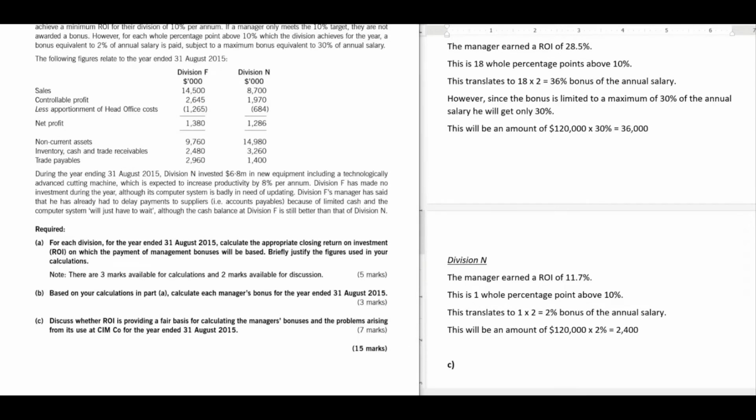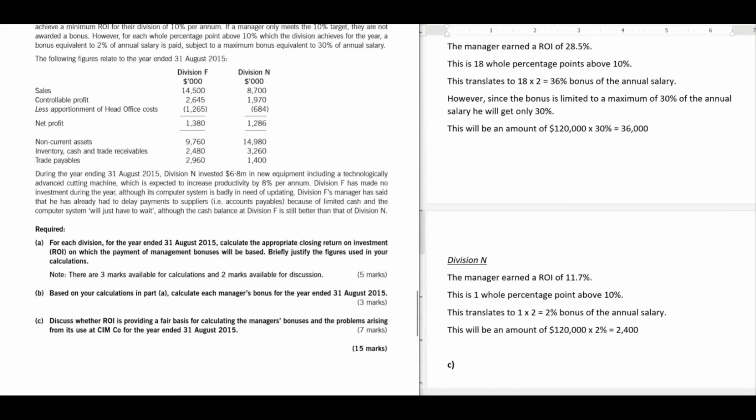That's all. Okay. So part C: discuss whether ROI is providing a fair basis for calculating the managers' bonuses and the problems arising from its use at Simcoe for the year ended 31st August 2015. So 2 parts. Discuss whether it's providing a fair basis, that's one part, and the problems arising from its use, okay?